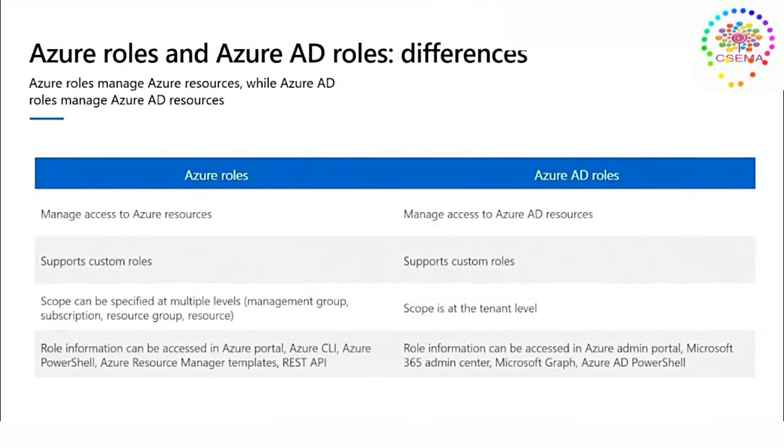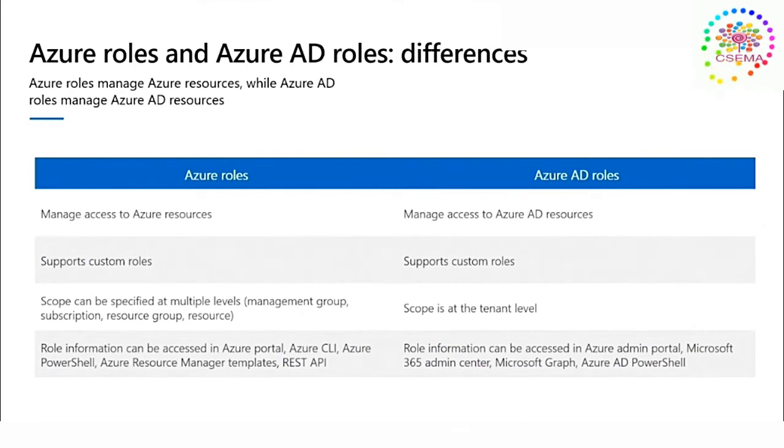Azure roles control permissions to manage Azure resources, while Azure AD roles control permissions to manage Azure AD resources. While both roles may manage access to Azure resources and support custom roles, there are two main differences between the two roles. The scope of Azure roles can be specified at multiple levels, such as the management group, subscription, resource group, and resource, while the scope of Azure AD roles is only at the tenant level.